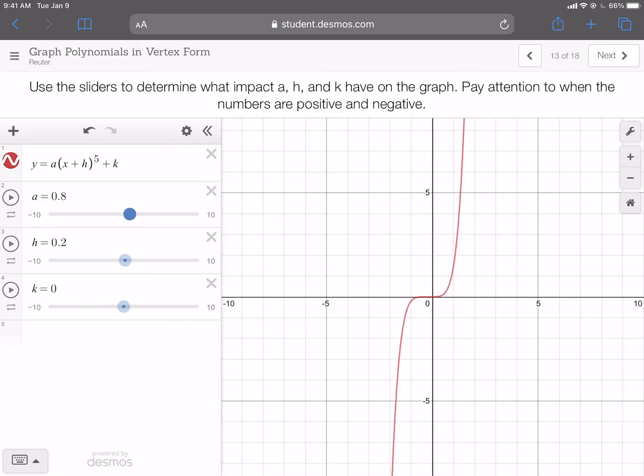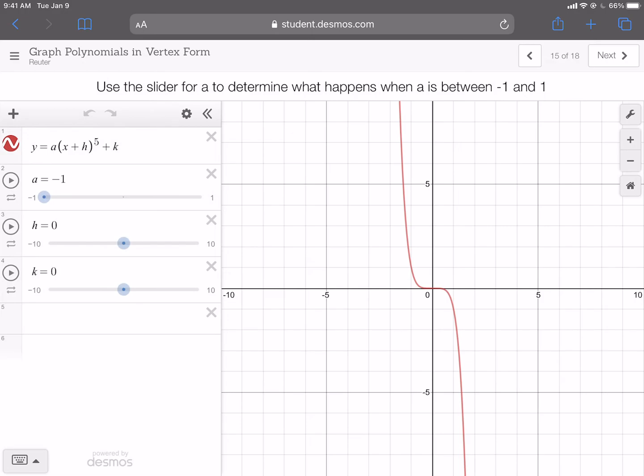Now, if we look at the a value, this is changing its steepness. The a value still impacts the steepness, and it also changes which direction it's going, if it's increasing or decreasing.